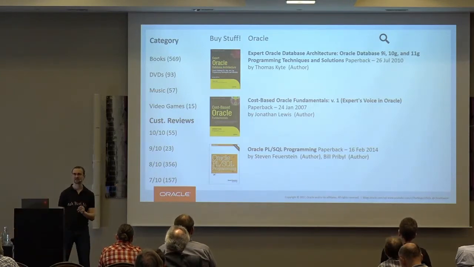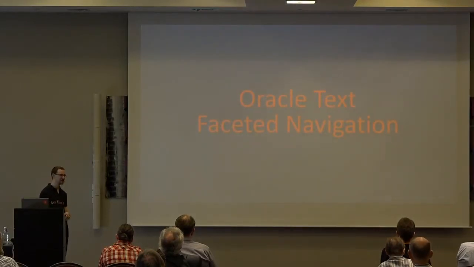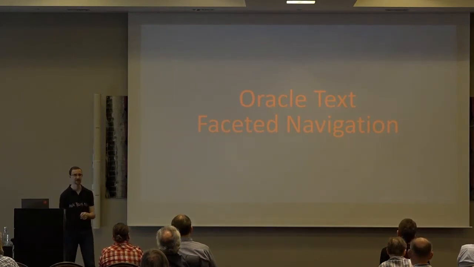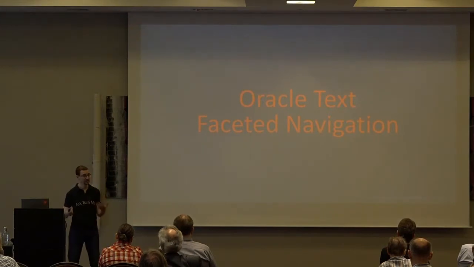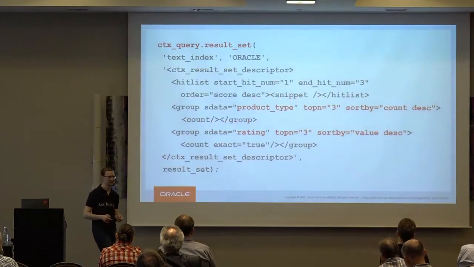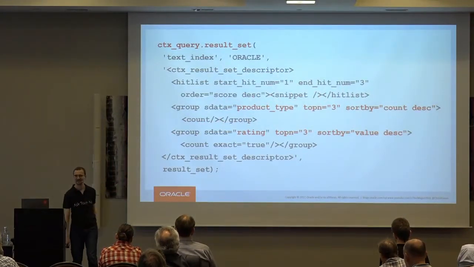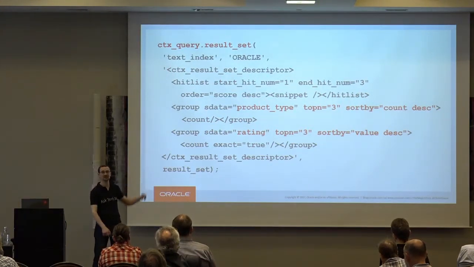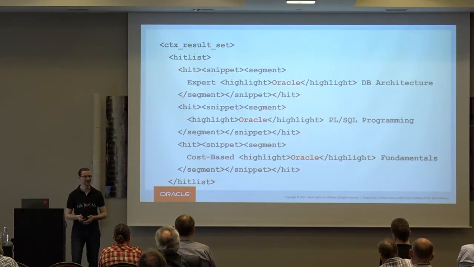Well, there's something else in 18c which can help us, and that is faceted navigation in Oracle Text. So this is something new that's coming in Oracle Text, and it allows you to specify groups on your data and get that kind of information out. How do you use it? Well, you just go through the nice, easy CONTEXT query result set, build up a nice, simple XML request like this, say we want the top 3 products by count, top 3 ratings by value, and then you get a nice, simple XML as a result.